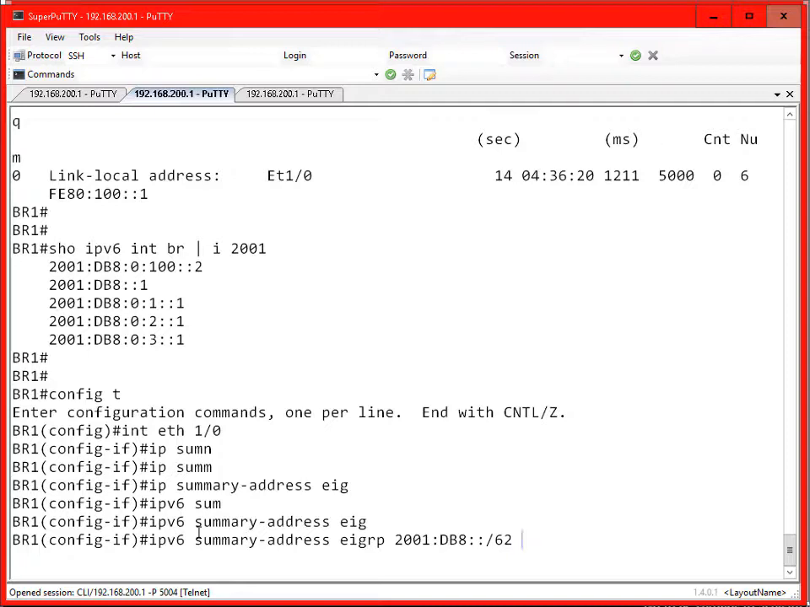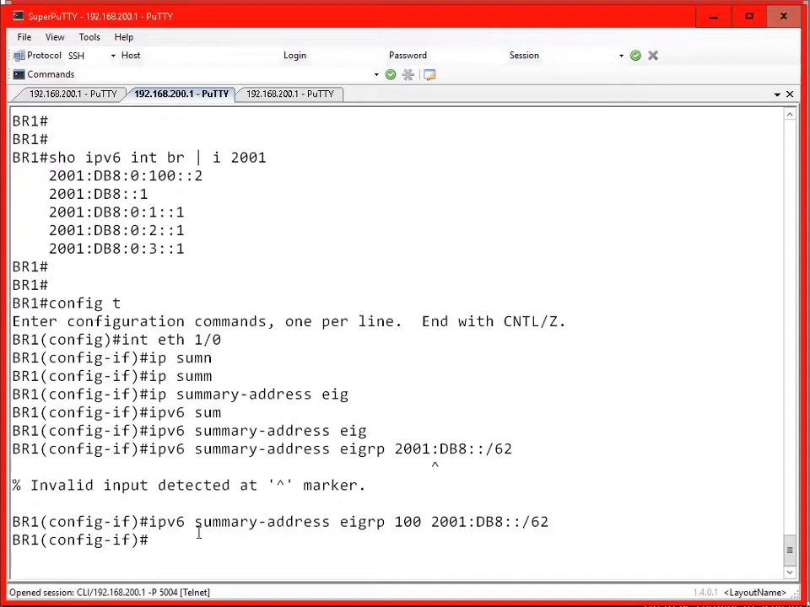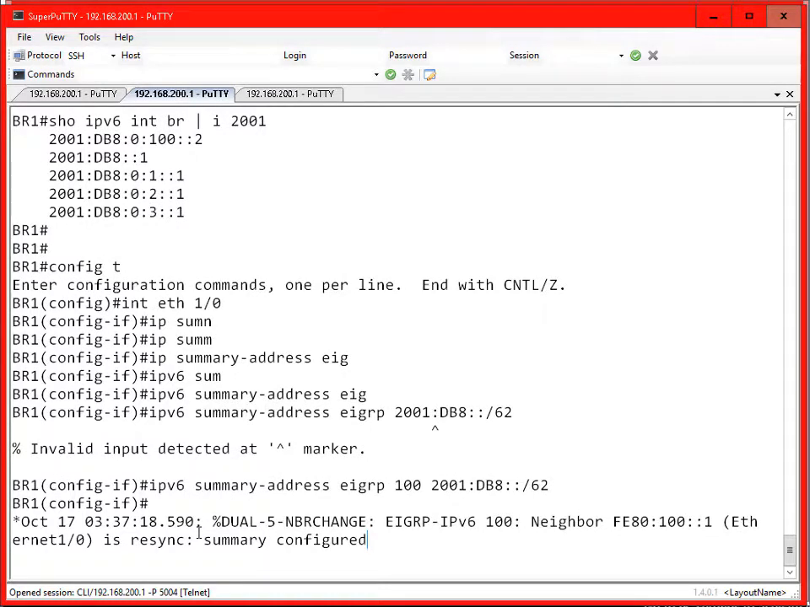I mean, technically it is db8:0:0:0::/62, but we don't need to write out those zeros because they're inferred by putting in the double colon. All right, so that becomes, oops, I forgot my autonomous system number. That becomes our summary address for that particular route.